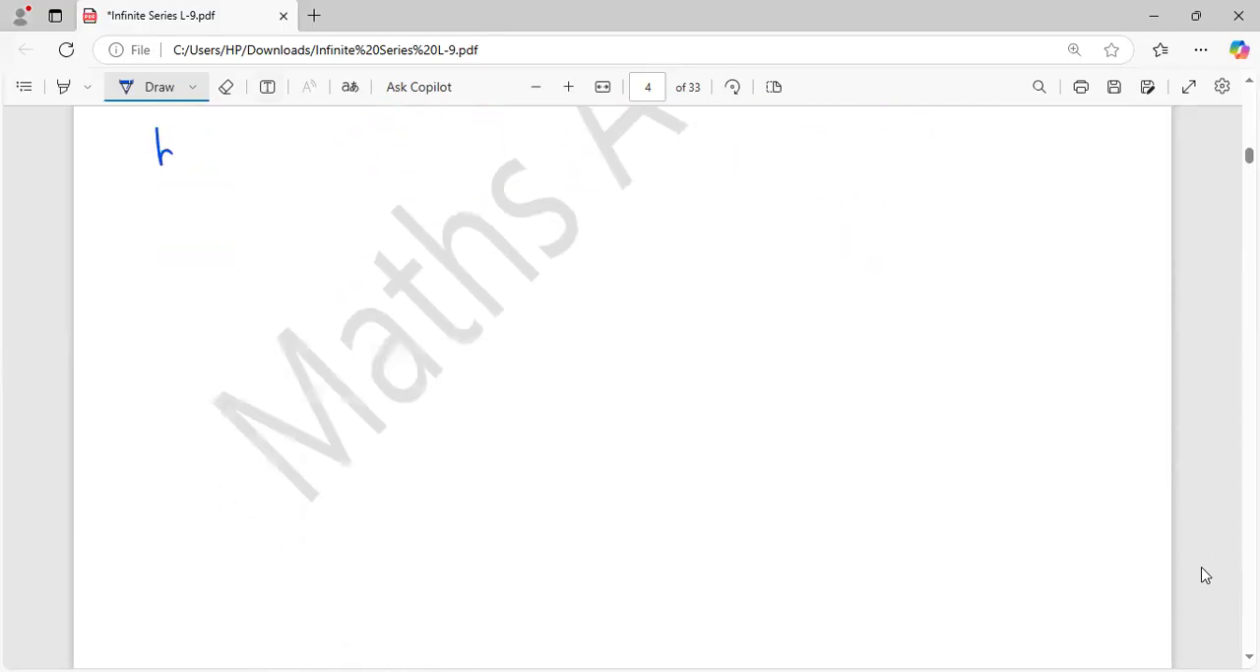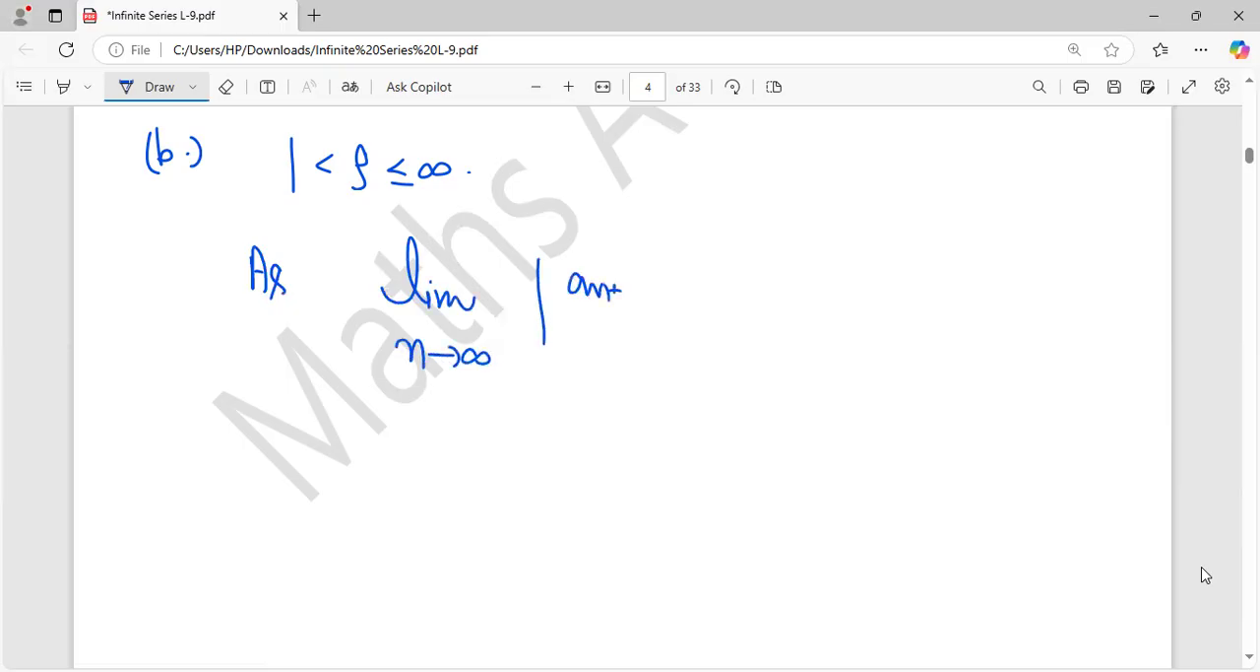Now part b, case b we are taking like this. As limit n tending to infinity of a_(n+1) upon a_n is equal to rho, and rho is greater than 1.